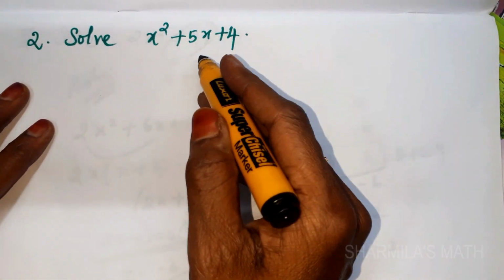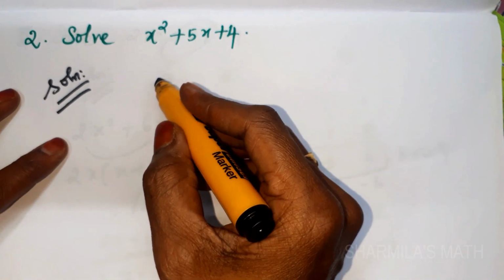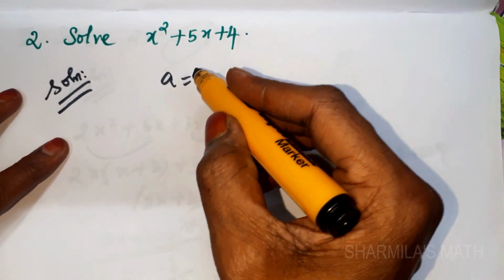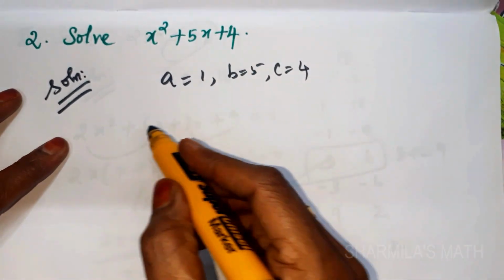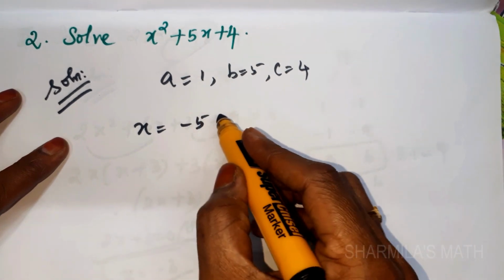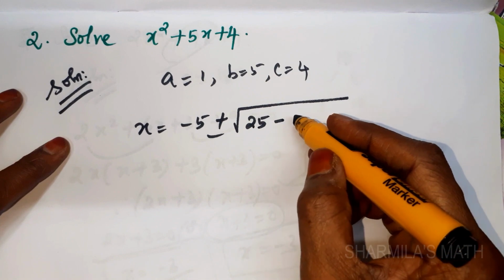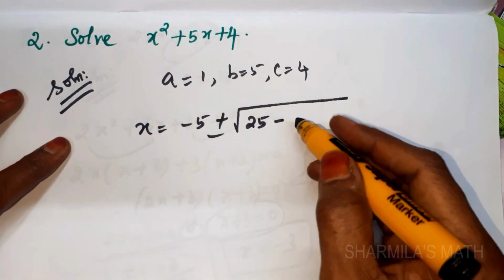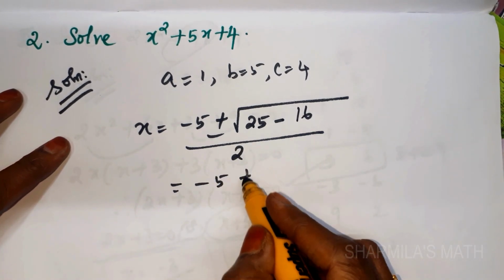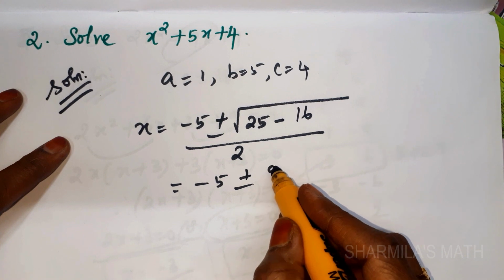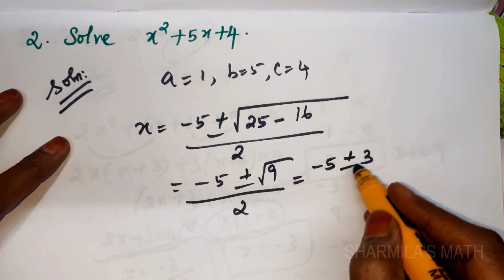The next problem is x squared plus 5x plus 4. This also can be done by the factorization method, but here we are going to use the formula method. a is equal to 1, b is equal to 5 and c is equal to 4. What is the formula? Minus b, so minus 5 plus or minus root of b squared, 5 squared is 25, minus 4 into 1 into 4, that is 16, by 2 into 1, that is 2. Minus 5 plus or minus root of 25 minus 16 is 9, by 2. Root of 9 is 3.